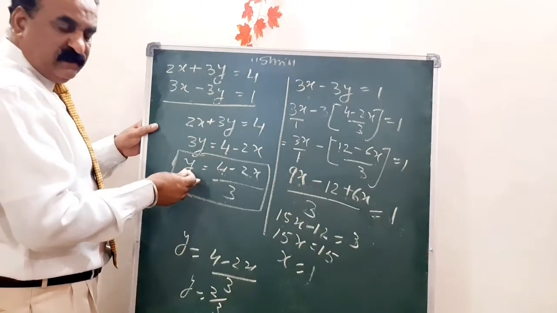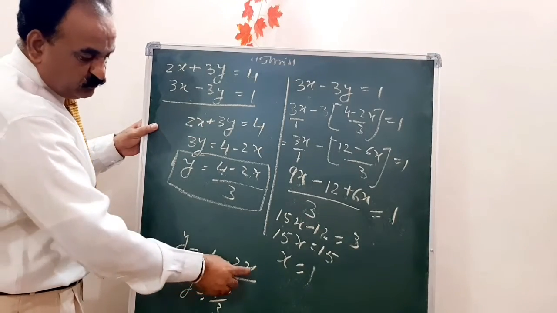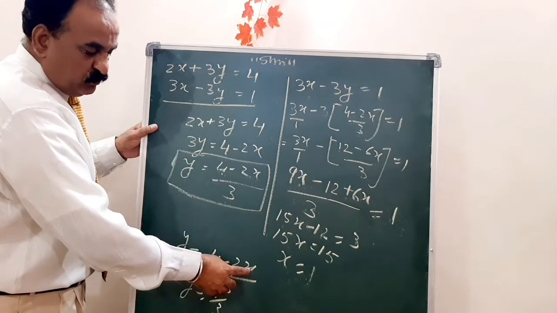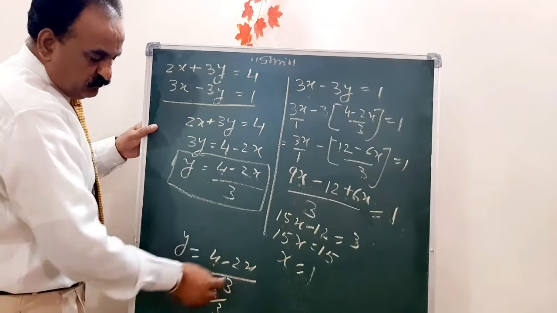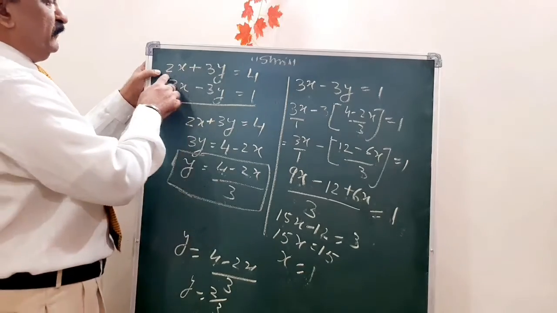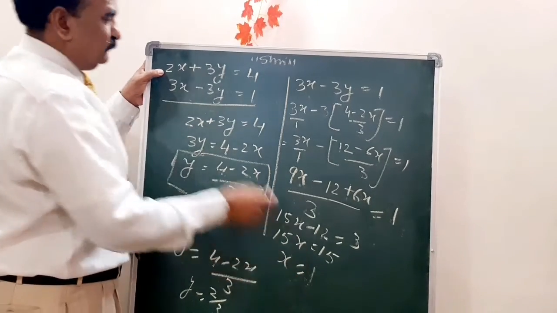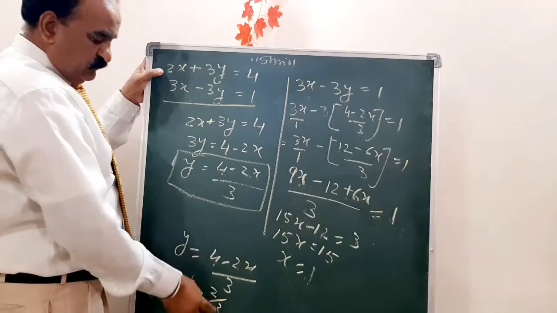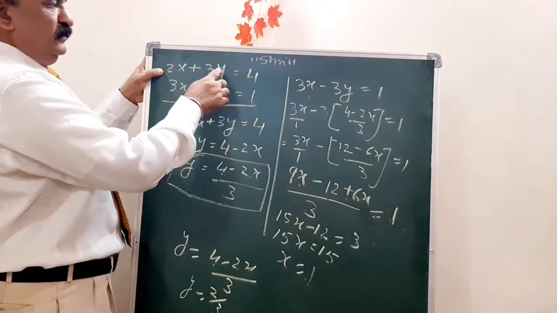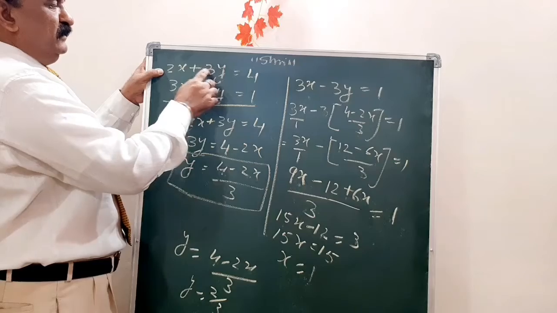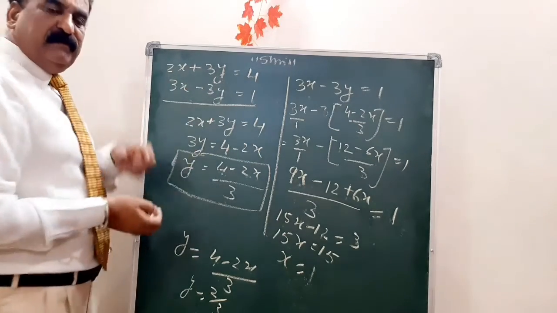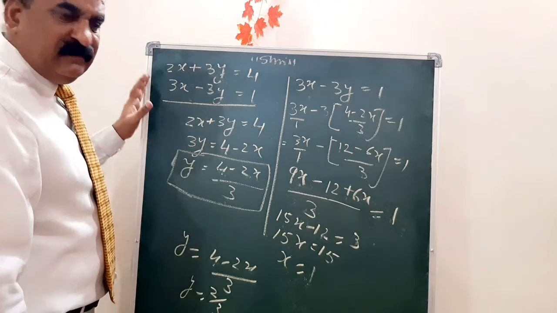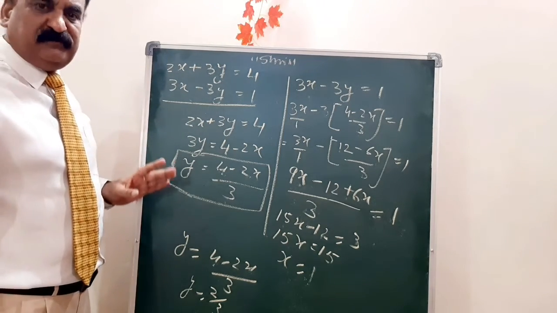I am putting here. So y is equal to (4 minus 2x) upon 3. X is 1. So 2 into 1 means 2. So 4 minus 2 means 2. 2 by 3. Now you can put here. X is 1. 2 into 1 is 2. Plus 3 into y is 2 by 3. 3 3 cancel. So 2 plus 2 means 4. It means our answer is right. Clear? This is called method of substitution.